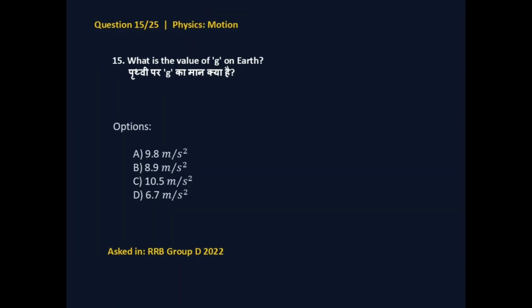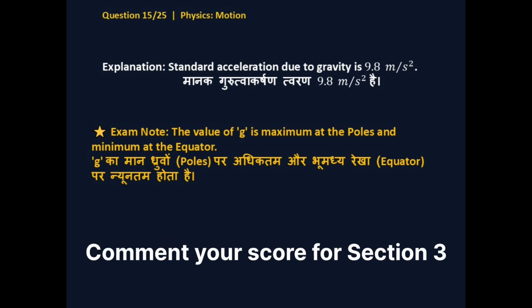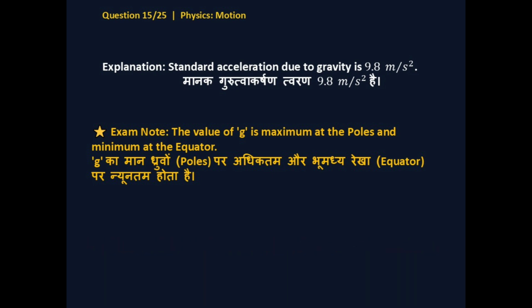Number 15. What is the value of small g on Earth? Correct option is option A, 9.8 meter per second square. It is well known that it is a standard acceleration due to gravity. So here comes an exam note. The value of g is maximum at the poles and minimum at the equator.